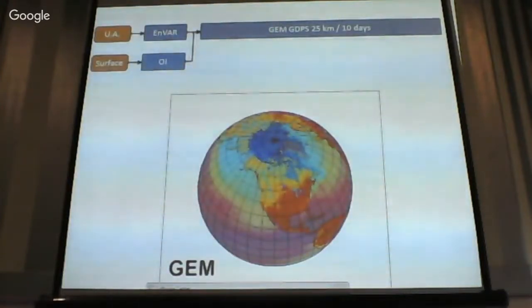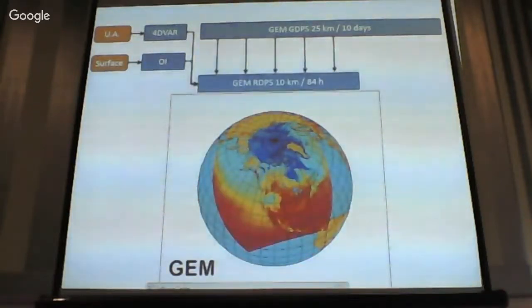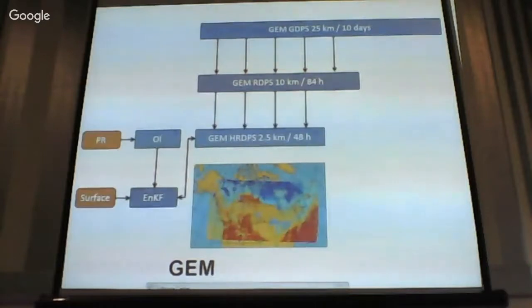Our workhorse is our atmospheric model called GEM, for Global Environmental Multi-Scale Model. This is really a multi-scale model that we run at various scales. This is our deterministic configuration that goes out to 10 days, currently at 25 kilometers, soon 15. This is used to obtain boundary conditions for a North American domain that has a resolution of 10 kilometers and goes out for 84 hours. And then we have a national domain at 2.5 kilometers that goes out 48 hours.